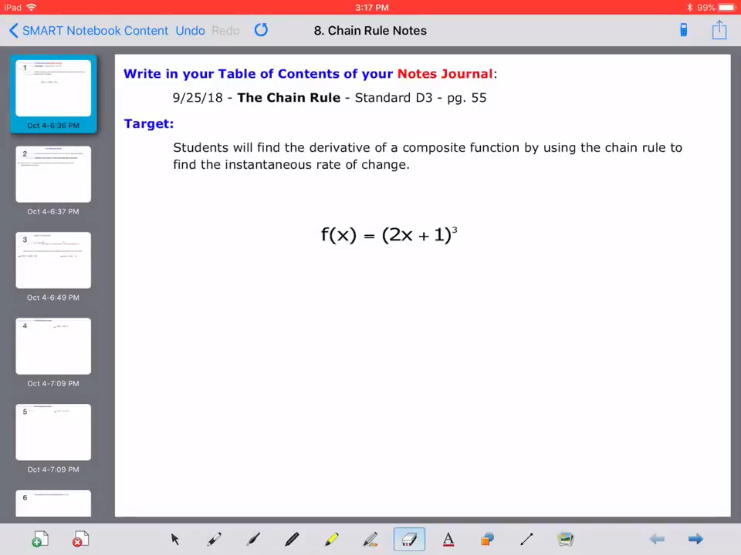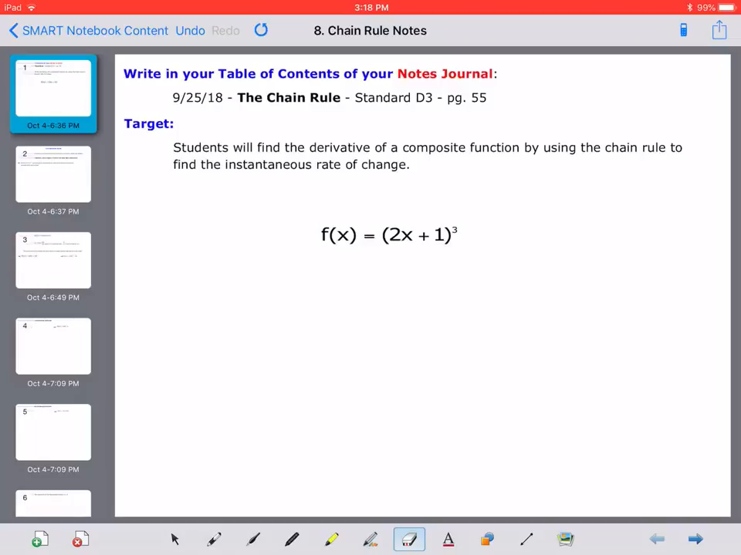Okay, so today's video is going to cover the chain rule. This is standard D3. Please put that in your table of contents. The target is students will find the derivative of a composite function by using the chain rule to find the instantaneous rate of change. So let's think about this function here. You don't have this on your paper, so I really just want you paying attention and watching.